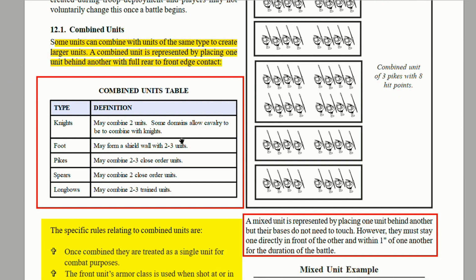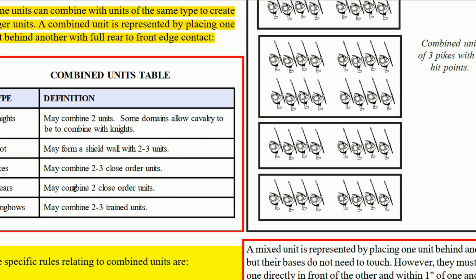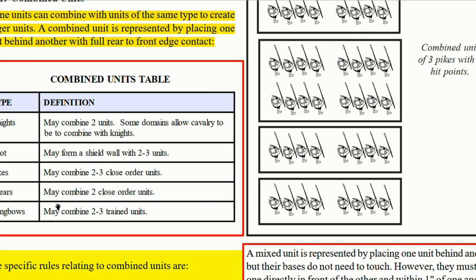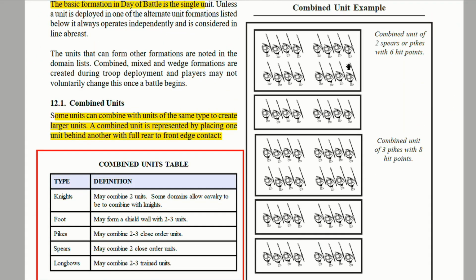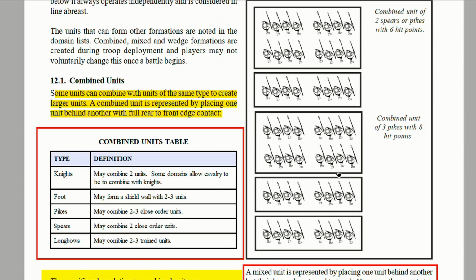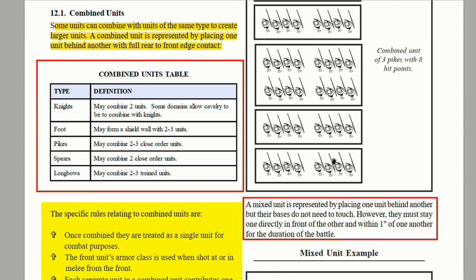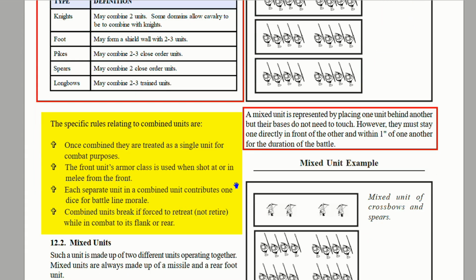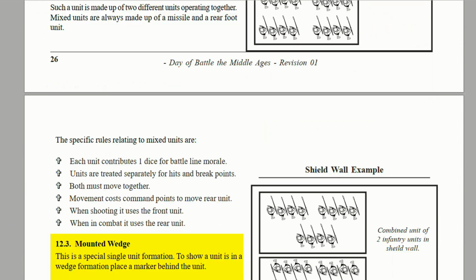Combined unit stable, here you can see what units you can combine. For example, foot may form a shield wall of 2 to 3 units. You can combine spears, and here the graphics show you how the combined units look and how you can represent them. You can combine even 3 units, as you see here, pikes and spears. Pikes can combine 3 units, so this could be a combined unit of pikes. I have also rules for mixed units.